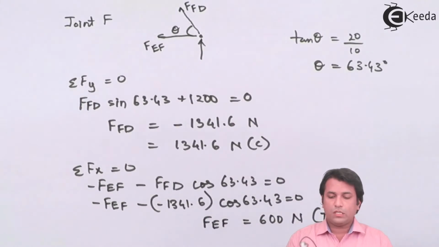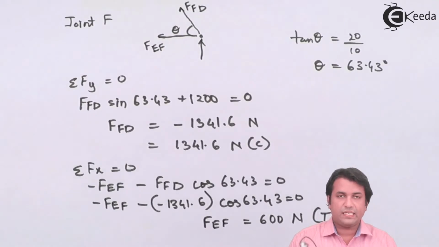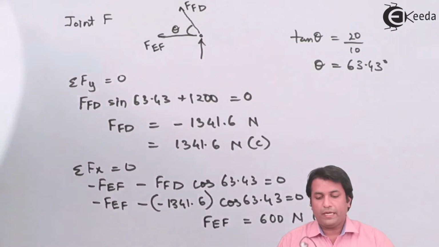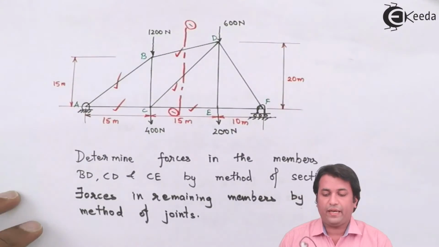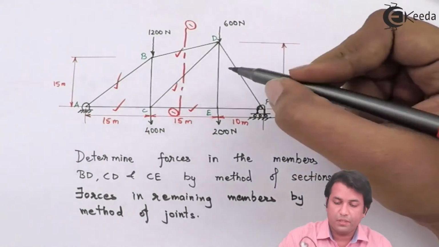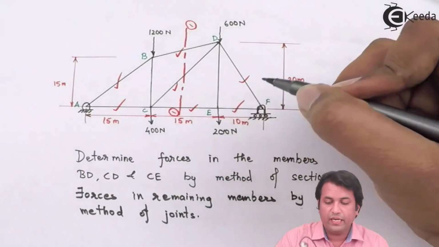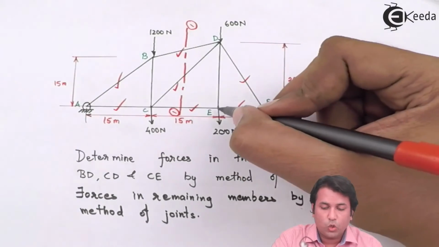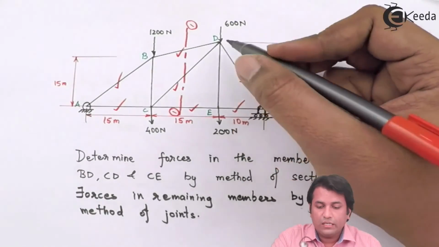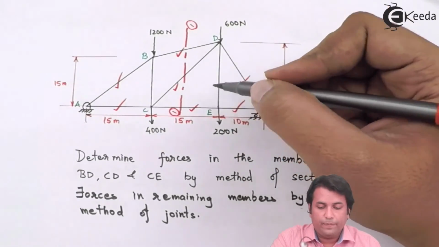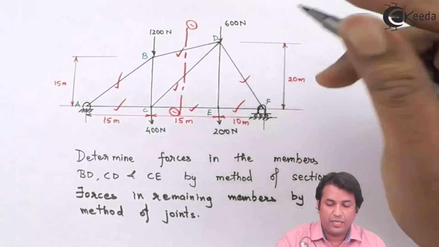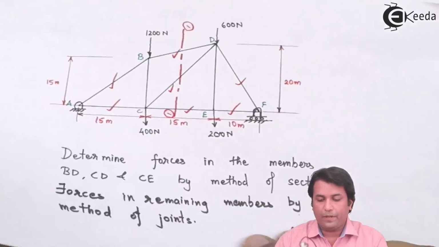I'm getting the force in the member EF as tensile and the magnitude is 600 newtons. So by using method of joint at F, I have found the force in the member DF and EF. Now what is left out is ED. I can take joint E and find the force in the member DE. Now in this case, I can directly apply the special case. I'll just show you what is happening over here now.